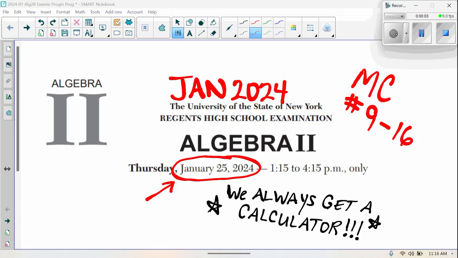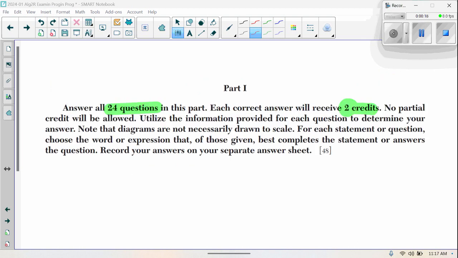You made it through problems 1 through 8, which weren't bad. But now we are going to continue the January 2024 Algebra 2 Regents exam, and we're going to do multiple choice problems 9 through 16. And just a reminder, all of these are worth 2 points each, all 24 multiple choice questions. You do not get partial credit. You either get the 2 points or you don't.